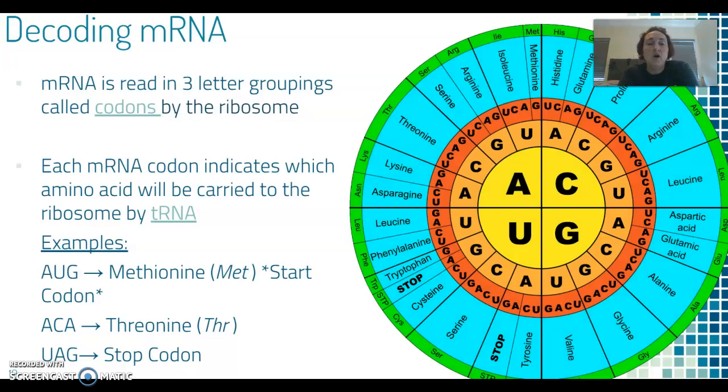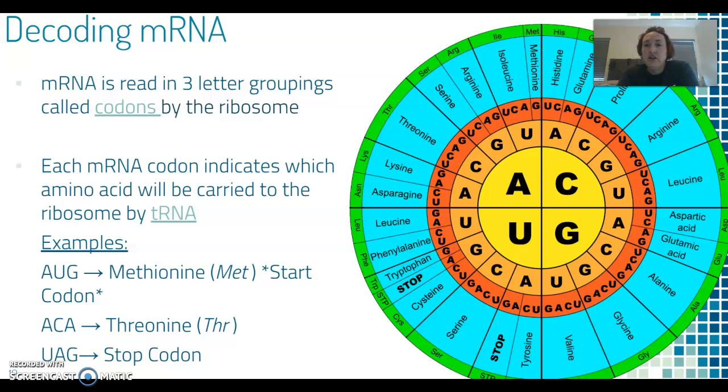So let's first talk about how do we decode mRNA. So mRNA is read in 3-letter groupings called codons, and these 3 letters are read by the ribosome. Each mRNA codon indicates which amino acid will be carried to the ribosome by the tRNA. If you remember, tRNA is what we refer to as a different type of RNA. And what that does is it brings in the amino acid to the ribosome to start making those proteins.